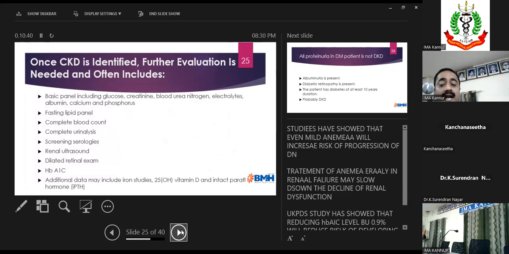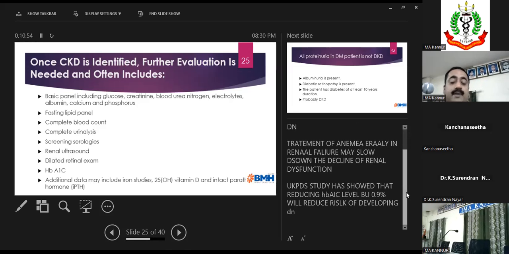Studies have shown that even mild anemia will increase the risk of progression of diabetic nephropathy. So treatment of anemia in renal failure may slow down the progression and decline of renal function. Hemoglobin is an important component in preventing the progression of diabetic kidney disease.